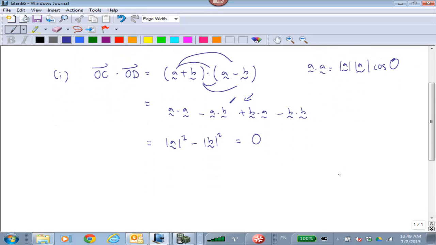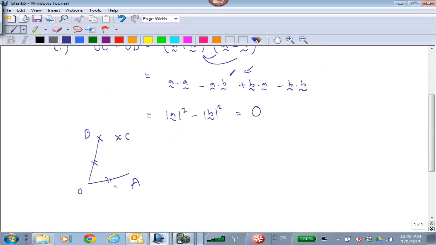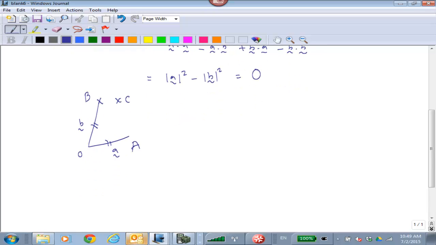But there's more to the question. They want you to give a geometrical interpretation of the figure OACB. So let me draw a simple one first. OACB. Now I know that OA and OB are the same length, and OC dot OD is 0. But where is D? A is here. B is here. D is defined as what? A minus B. So A minus B, you know where it is? A minus B is here.